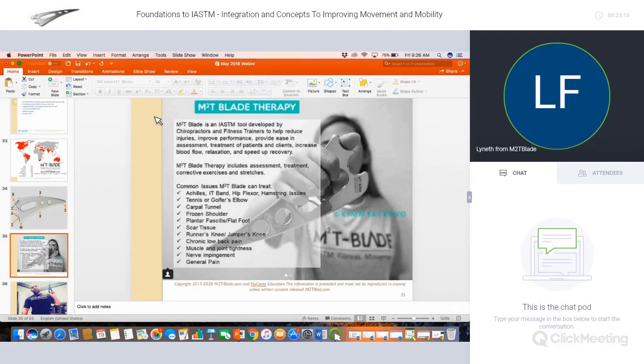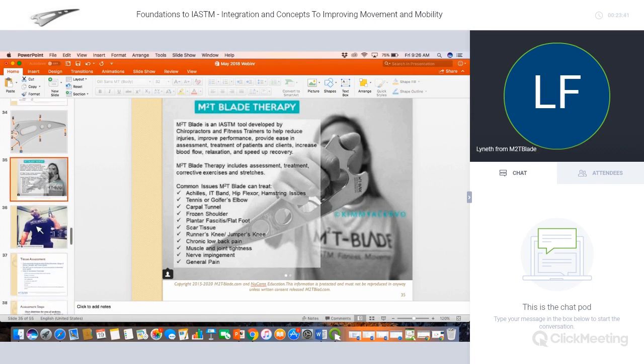It's a tool developed by chiropractors and fitness trainers to help reduce injuries, improve performance, provide ease in assessment and treatment of patients and clients, and increase blood flow, relaxation, and speed up recovery. The M2T-Blade therapy includes assessment, treatment, and corrective exercises and stretches. Common issues that we treat are Achilles tendonitis, tennis and golf elbow, carpal tunnel, frozen shoulder, plantar fasciitis, scar tissue, wrenched knee, chronic low back pain, muscle and joint tightness, and nerve impingement.